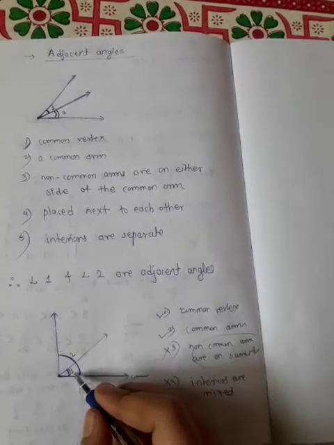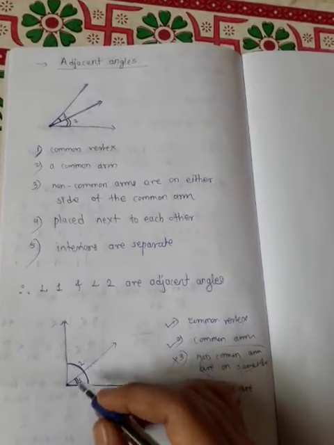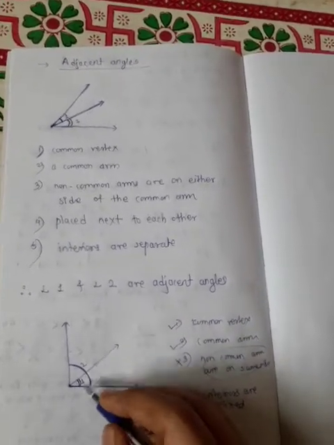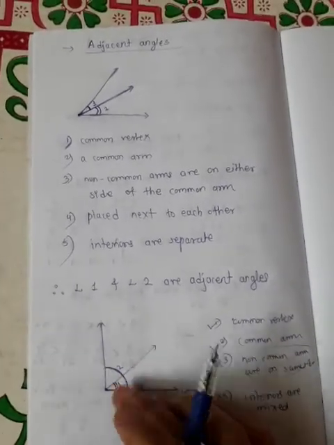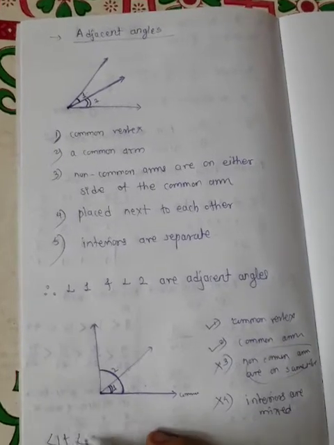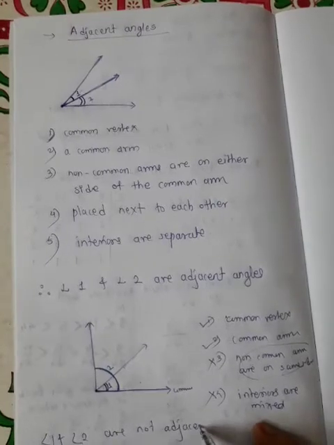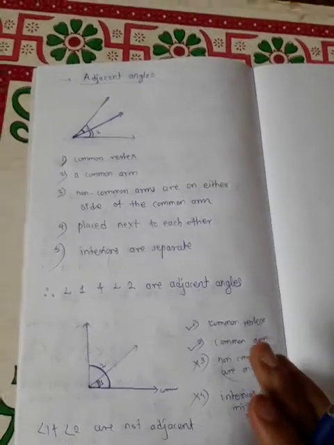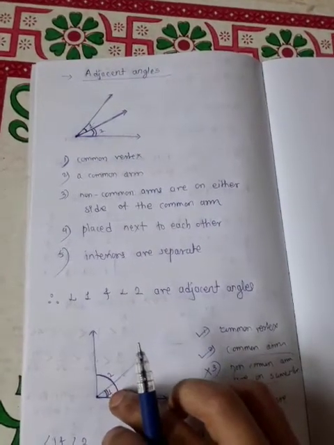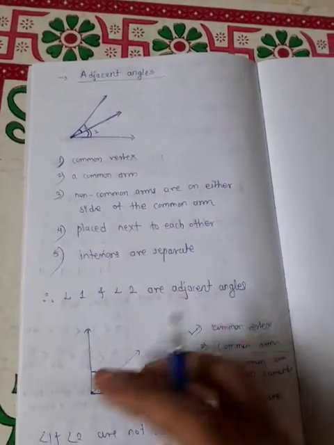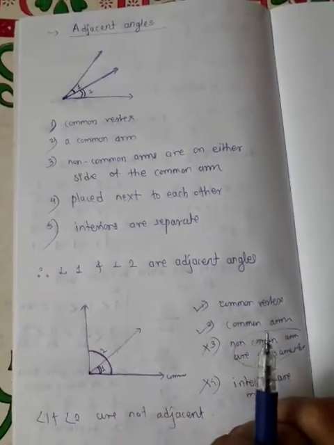And also see, they are not placed next to each other, because one is included in the other. So here three conditions are not satisfied. So angle 1 and angle 2 are not adjacent. Let us check the first condition, whether they are placed next to each other. They are not placed next to each other, they are included in between. So angle 1 and angle 2 are not adjacent.